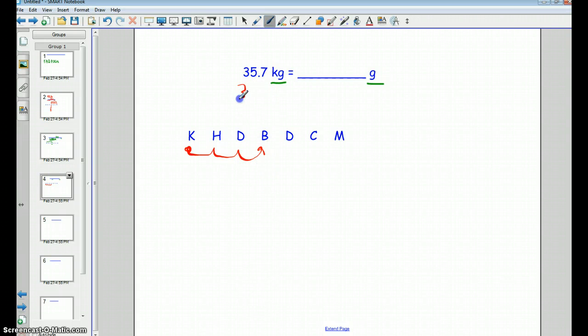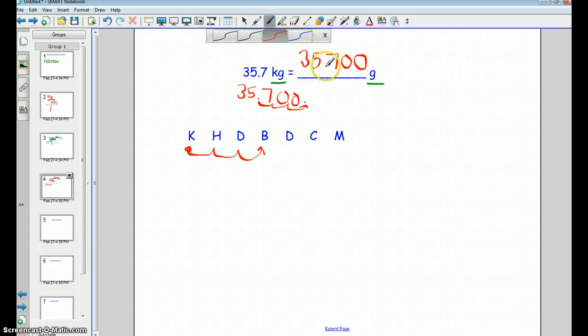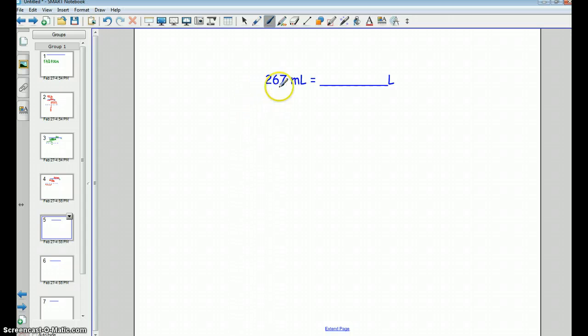So I'm going to take my decimal point and I'm going to move it to the right 3 places. So I'm just going to move 1, 2, 3. What goes in these holes? Hopefully you're thinking zeros. So I've got 3, 5, 7, 0, 0. And I can put the decimal point in, but I really don't need it. So I can just erase it. And my comma would go here. So this is 35,700 grams. Let's try another one.